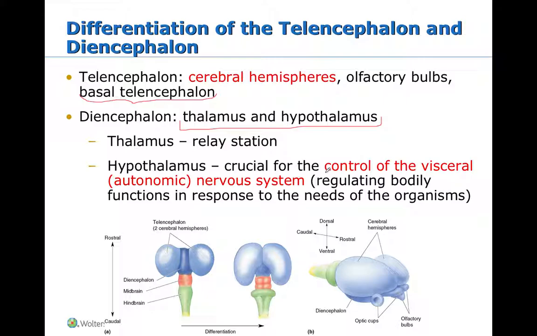The hypothalamus is also in the diencephalon, and this is crucial for our control of visceral or autonomic nervous system functioning, so helping to regulate body functions in response to our needs. So the hypothalamus is often thought of as the 4 F's: fighting, fleeing, feeding, and fornicating, or another F word that you want to use.